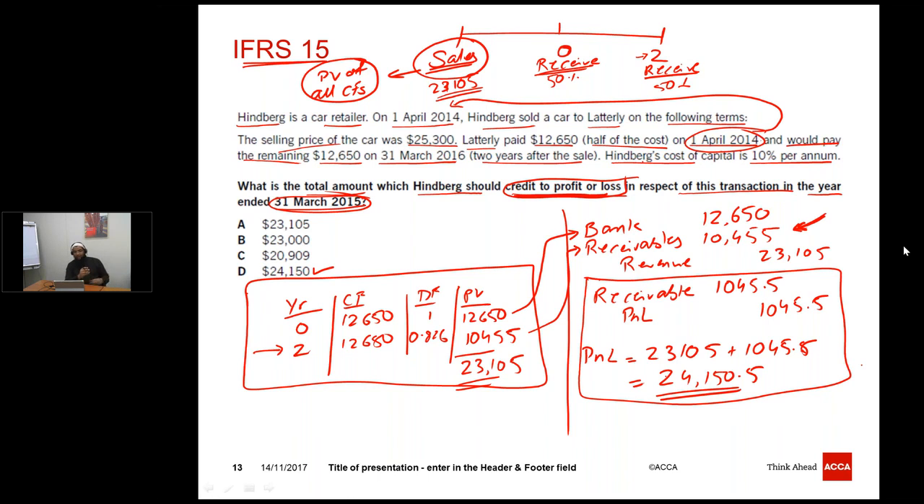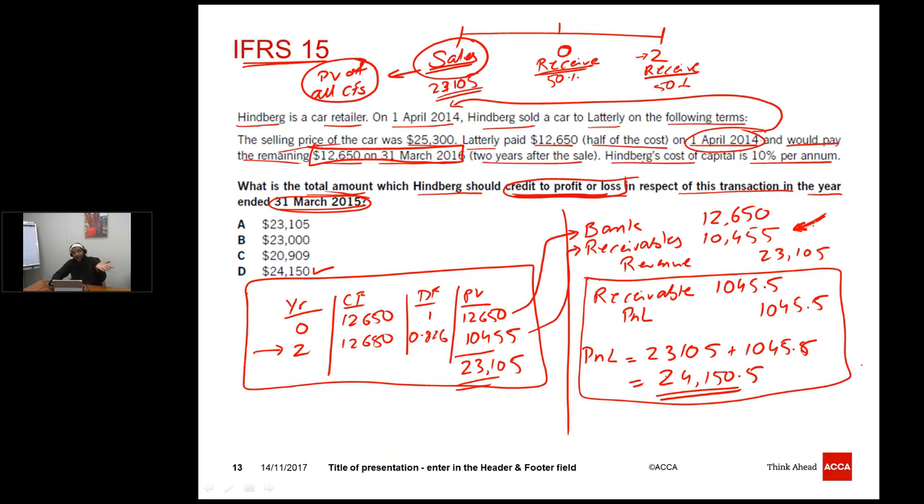We have recorded 10455, but what amount are we going to get in the future after 2 years? What amount of cash are we going to receive? It's not 10455. Yes, we are going to receive 12650, the remaining balance. But we have recorded the receivable at a lower amount.